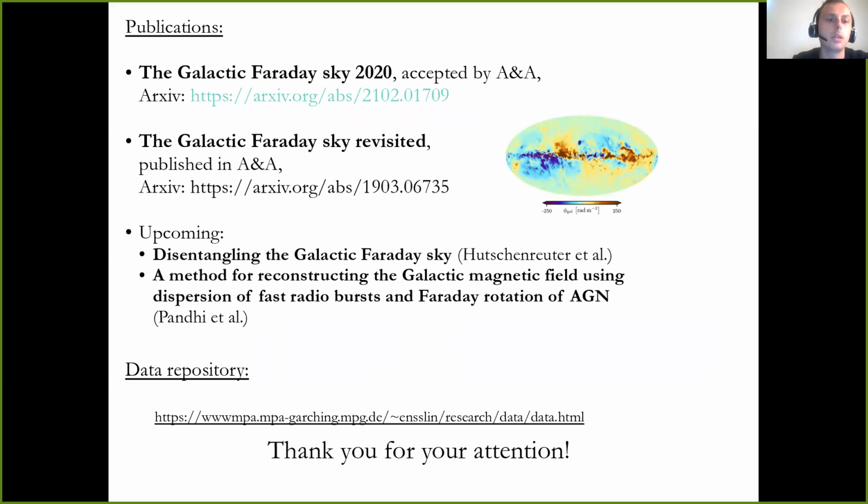Just to summarize, we have two papers that are now out. For one, the Galactic Faraday Sky 2020 paper, which has now been accepted by A&A. The phenomenological results using the emission measure map have been published in another paper that is already two years old. And as I said just before, there are two additional papers that will come out relatively soon. That is for once the pulsar paper that I just shortly showed you. And there's also a paper on how to do a similar thing using fast radio bursts, but this is not led by me, this is led by Hutschenreuter.